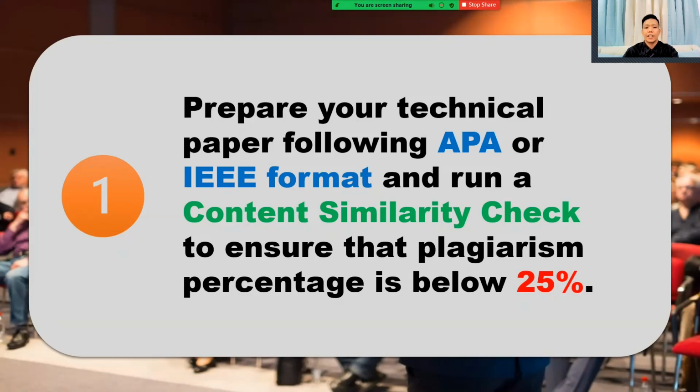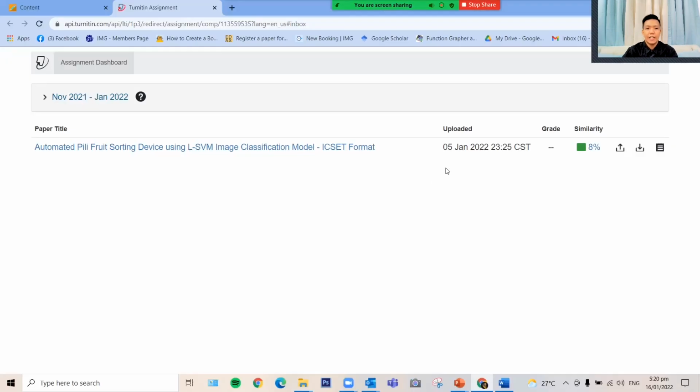And for the similarity check, I am currently enrolled in Mapua University. My course is PhD in Electronics Engineering, and in Blackboard we have Turnitin, which is our plagiarism checker. I submitted this one on January 5th, and it resulted in an 8% similarity. So the most important thing to know is the similarity portion, wherein it should be below 25% or below 10% as required by the academe. You also have this button to download the digital receipt of the Turnitin submission. So that's for the first step.